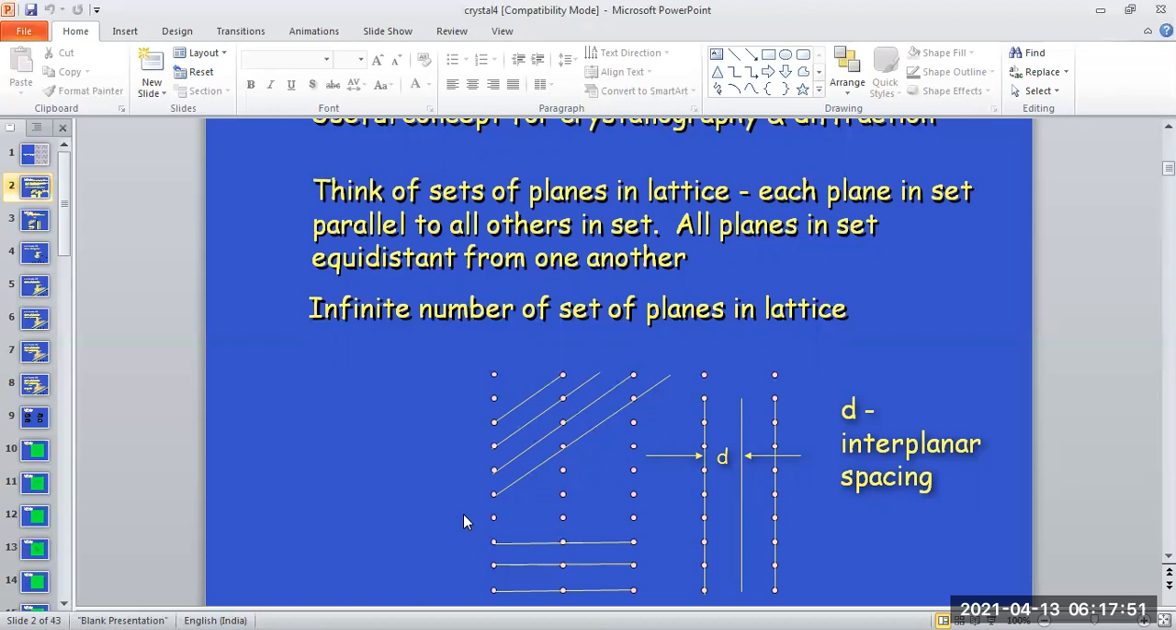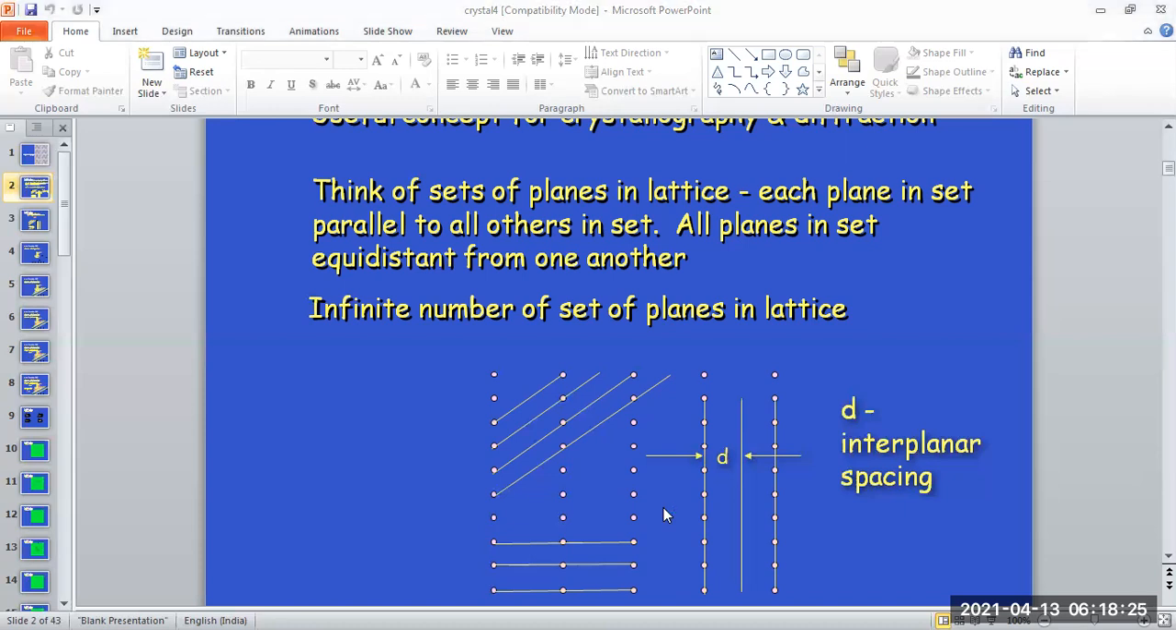The first set of planes is in this particular format, the second set of lattice planes is the horizontal one, and the third set of planes is a vertical one. The distance between any two adjacent planes, either this, or this, or this, we call the interplanar spacing. In a later section, we will discuss the interplanar spacing also.